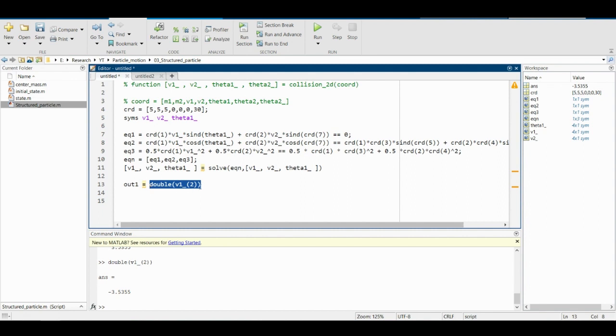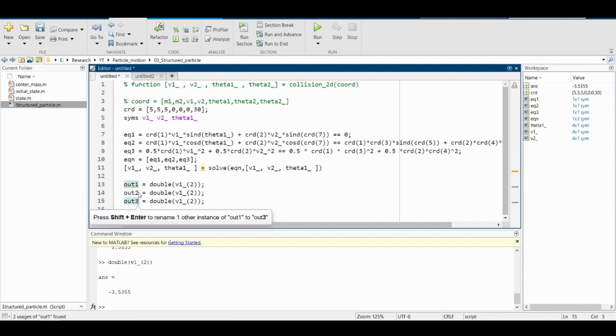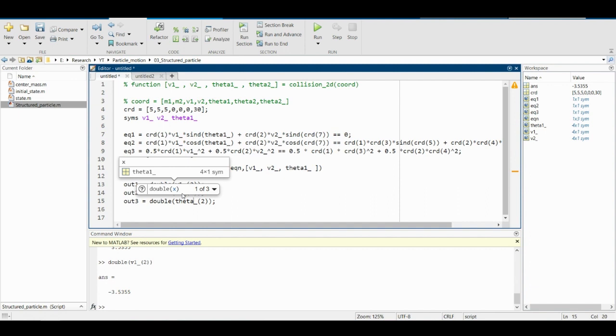Why am I doing this thing? Okay, why am I doing this one? This was good. Okay, I can do it same way. Control C, Control V, again Control V, out 2, out 3, V2 dash 2, theta dash 2, and in here I would write a function of out. Okay, no, I shouldn't have written that thing.